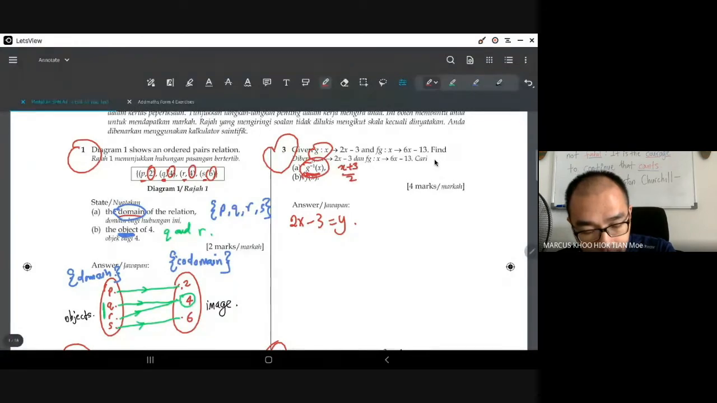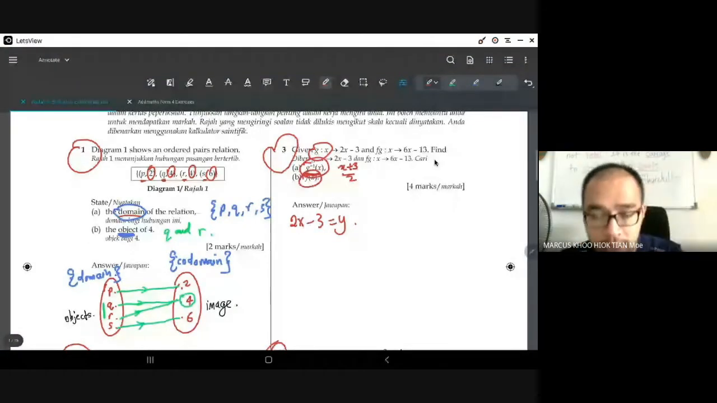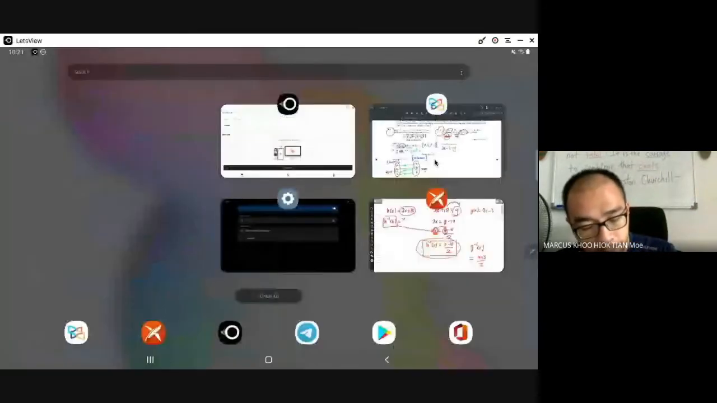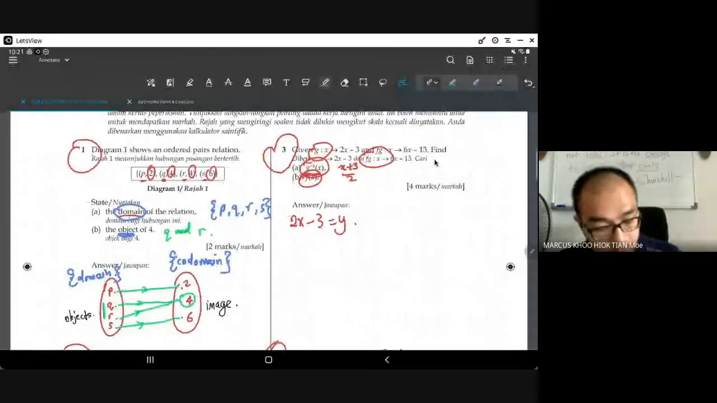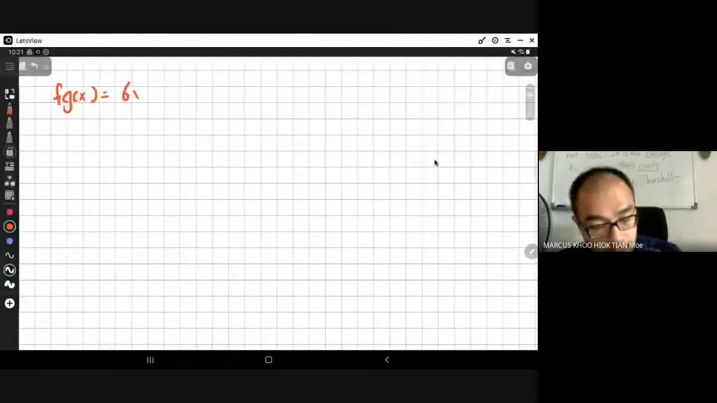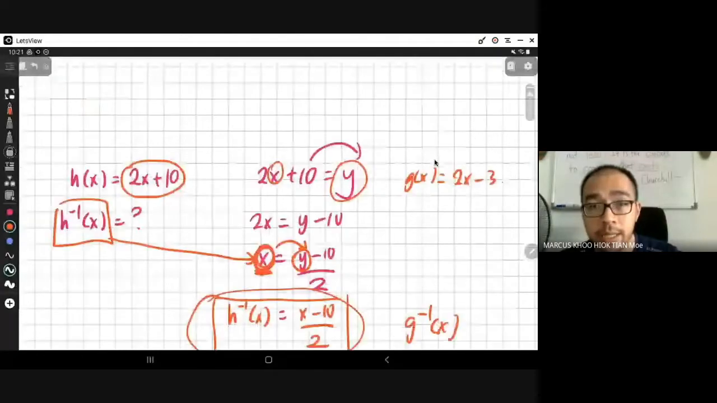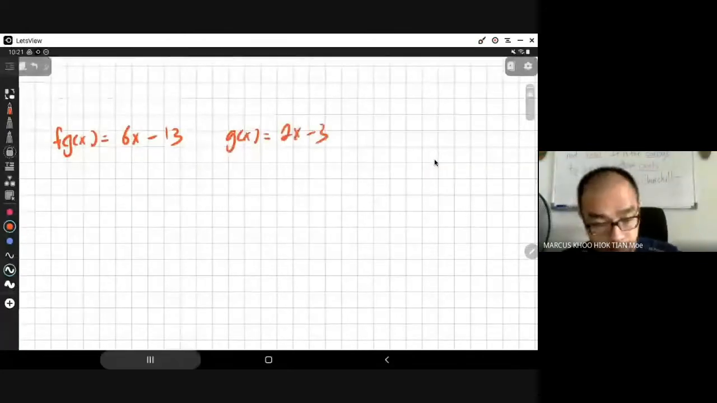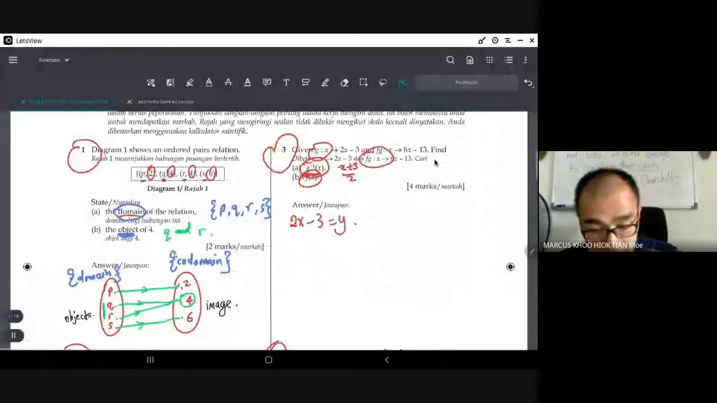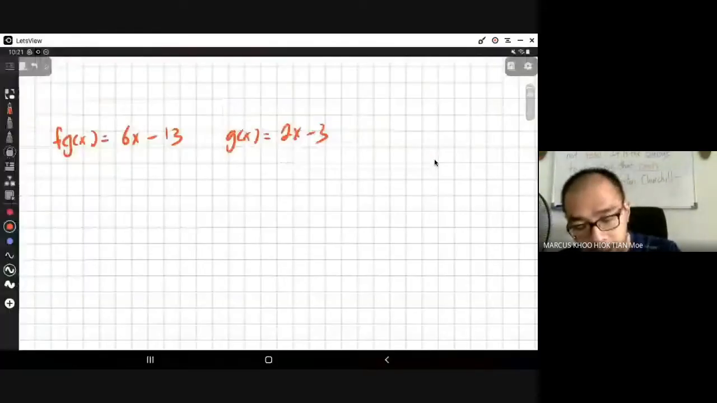And then they give you this f(x). Okay, so now let's talk about this. This is a different skill altogether. First of all, they give you that fg(x) equals to 6x minus 13. Okay, 6x minus 13. And then they give you that g(x) is 2x minus 3. Then they ask you to find what is f(x).